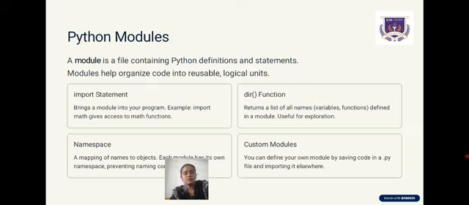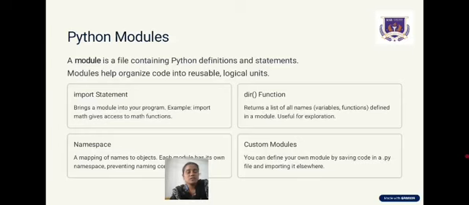Next one is Python modules. A module is a file containing Python definitions and statements. Modules help organize code into reusable logical units. There are 4 topics. First one is the import statement. Next one is namespace. Third one is custom modules. Fourth one is the dir function.